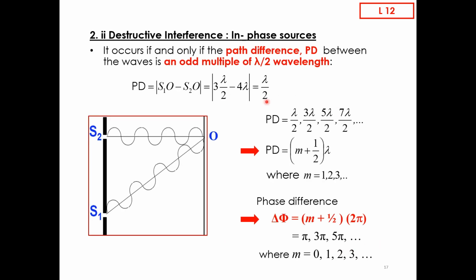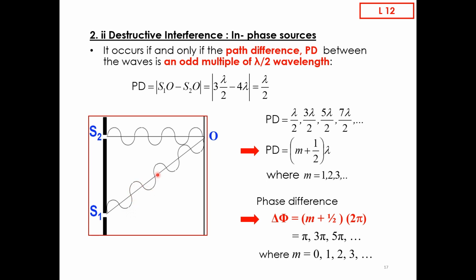Right. Next, we have destructive interference, in phase source. Why in phase? Okay, look at the beginning. The shape is the same. Why destructive? Look at the end. Source 1 overlaps with source 2, so they cancel each other, and the dark fringe appears at point O. It occurs if and only if the path difference between the waves is an odd multiple of lambda over 2 wavelength.